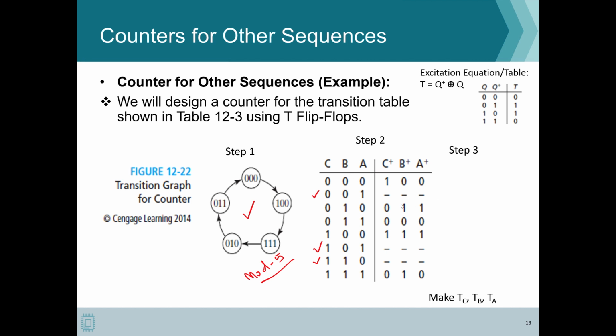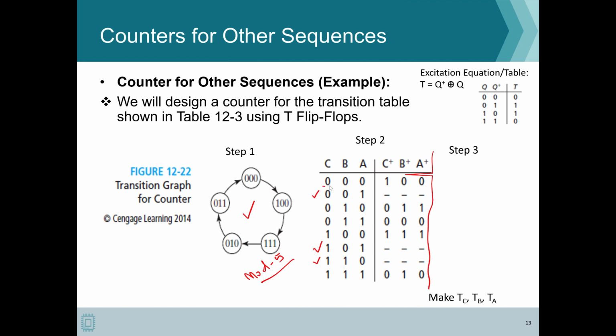So therefore you can have your C plus, B plus, A plus, your next state variables as just simply don't cares. And if you're actually using your T flip-flop, so therefore you can see that the T flip-flop, whenever we use TC, TB, and TA, because you have these don't cares, those will also be don't cares. And so you will end up getting a lot of don't cares in your K-map, and thereby you will have a minimal solution.